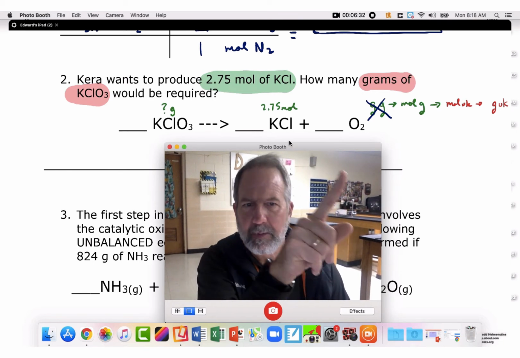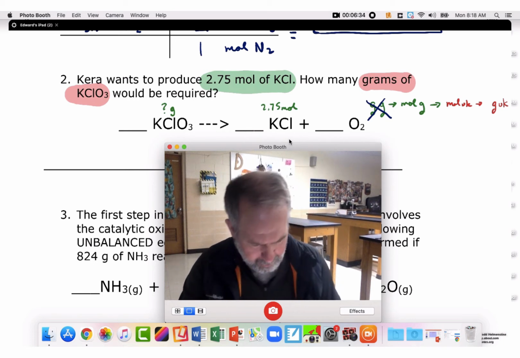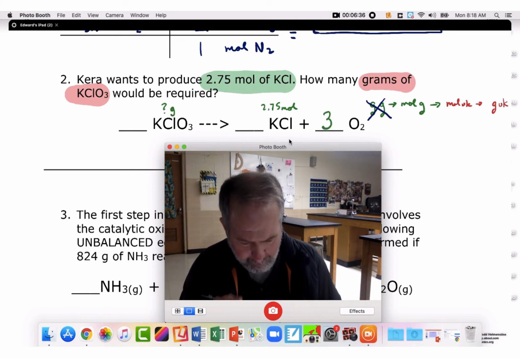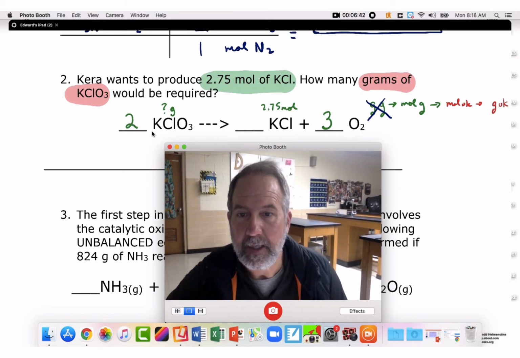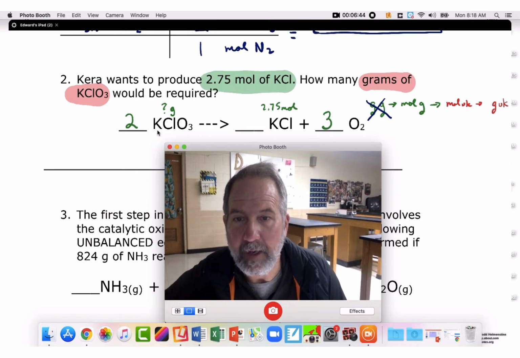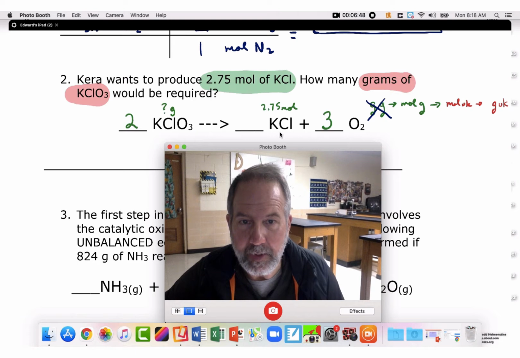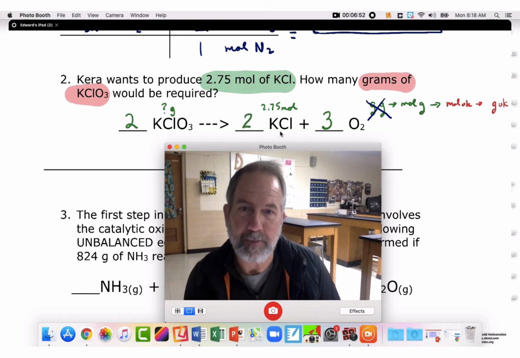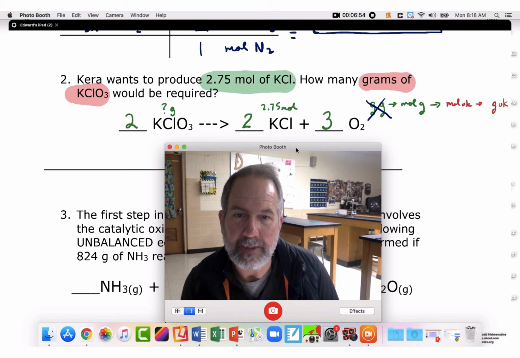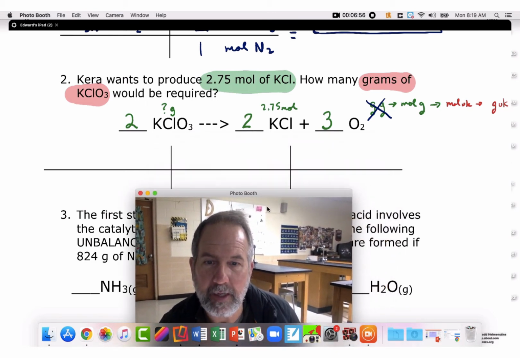And so what I'm going to do is put a 3 over here, and I'm going to put a 2 over here. All right? And that fixes those oxygens. It makes it 6 and 6. But that also changed my KCls on this side. Now I have 2 KCls, and so I have to fix that also. So I'll put a 2 in front of there, and my equation's balanced. Okay, that looks pretty good.